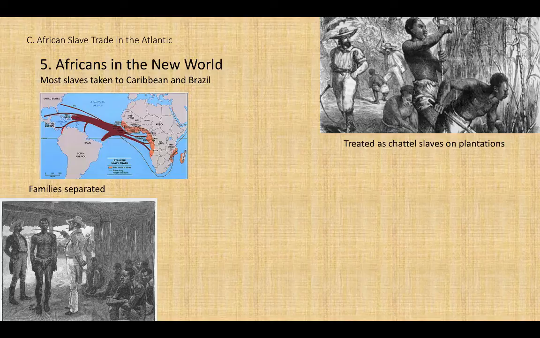They're not tied to the land, and it's race-based. If you're of darker skin color in the Americas, odds are you're probably a slave. And so we see that American slavery is going to be different than slavery that we see in other parts of the world.